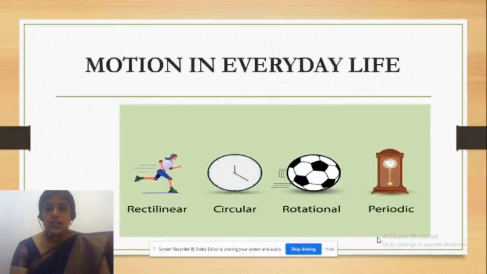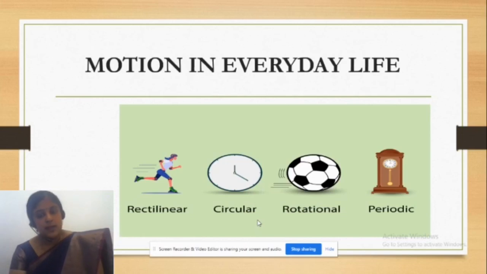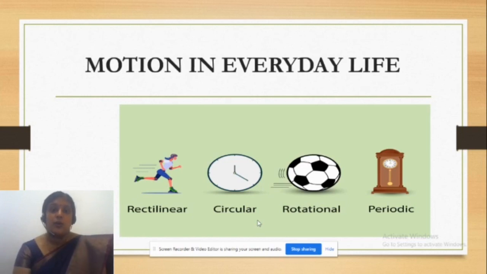Okay. Motion in everyday life. We see around us a lot of objects. Some may be at rest, like a table or chair in your room, or a board in your classroom. Some may be in motion, for example, birds flying in the sky, or vehicles running on the road, right? So, what is motion? Motion is a phenomenon in which an object changes its position over time.